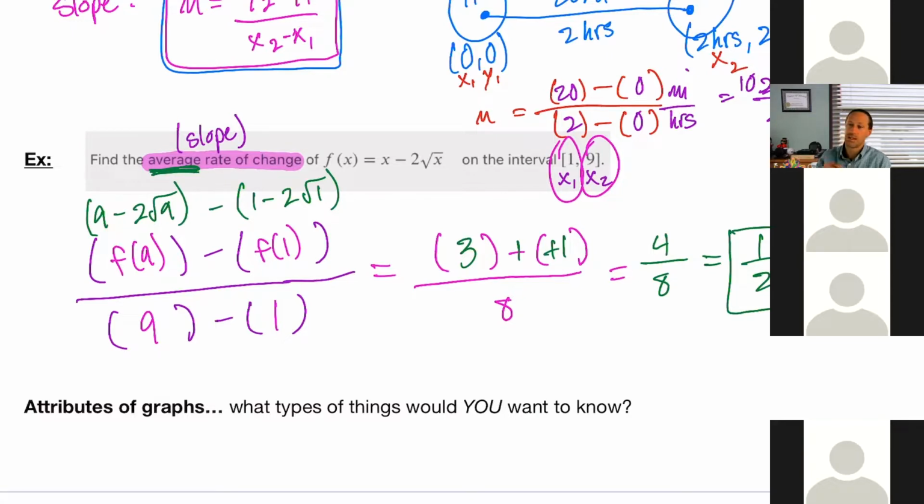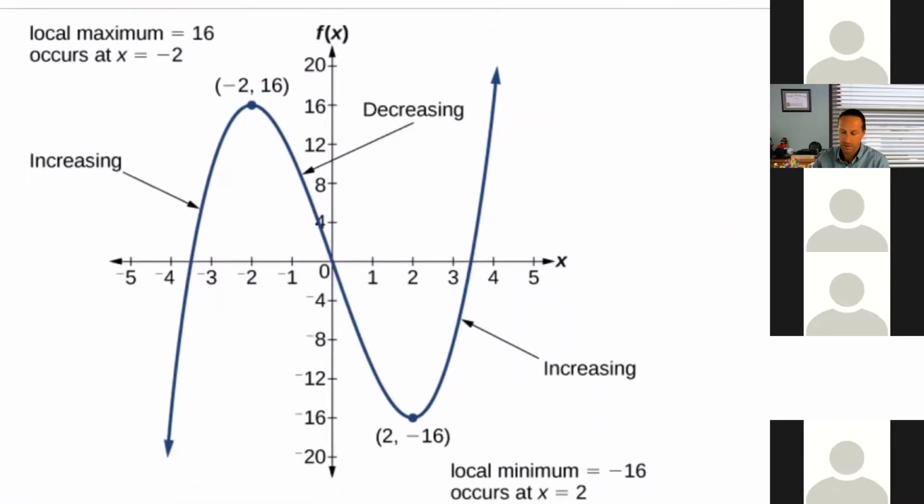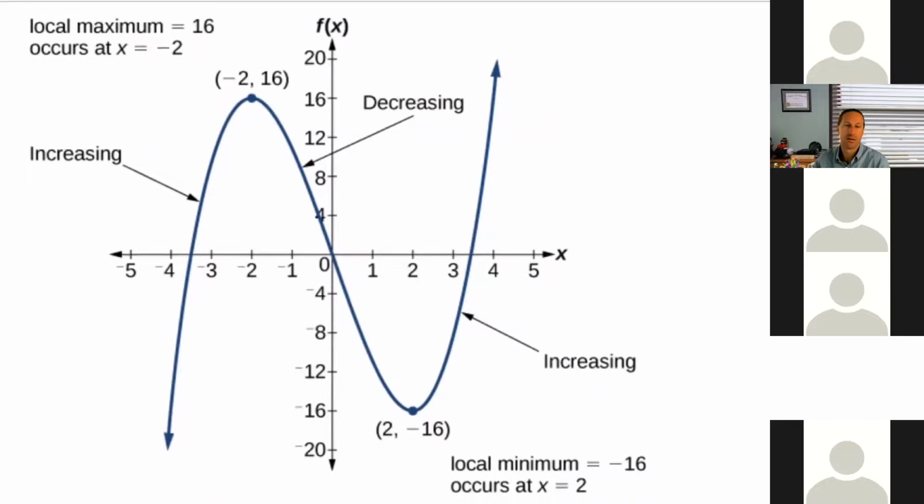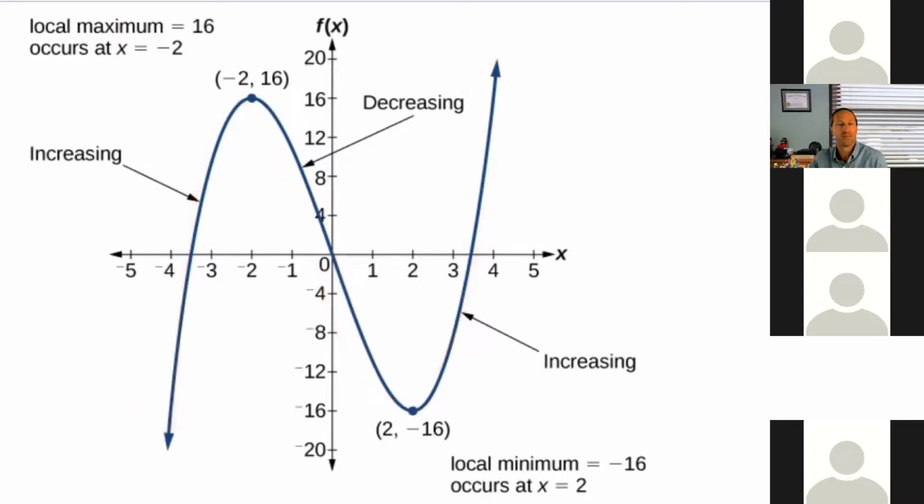How about where it's increasing, going up, and where it's decreasing, going down? How about high points and low points? Call them maximums and minimums. These are some of the things that we're going to talk about. If we were to have a graph like this, say, a cubic function. Hopefully you guys remember the looks of those. We'll review those next week.